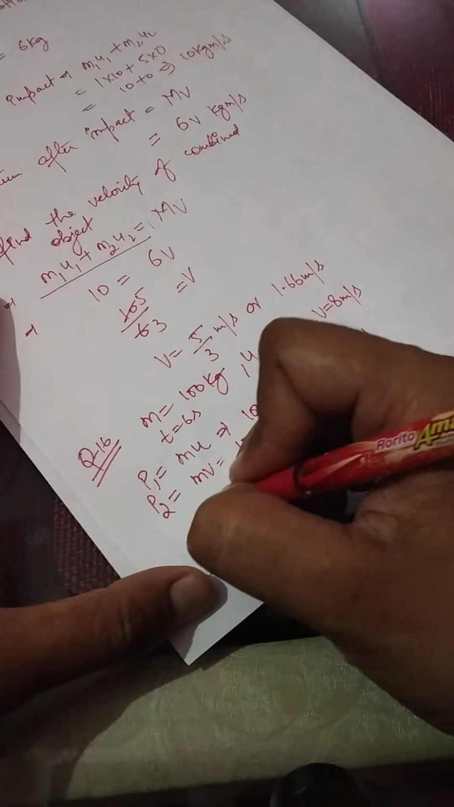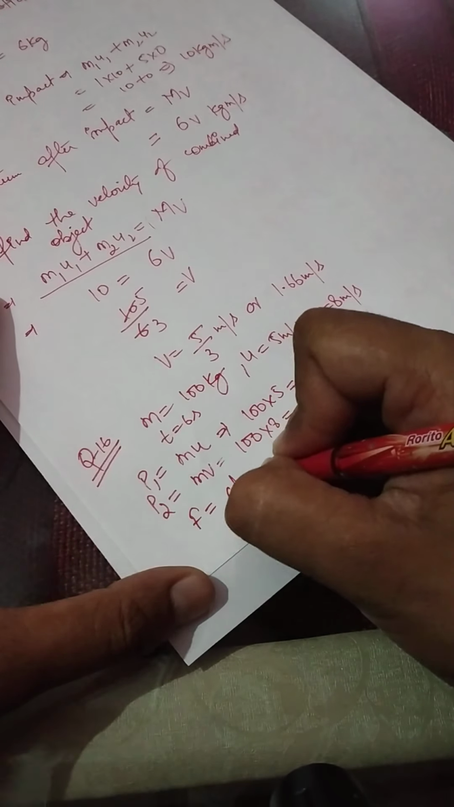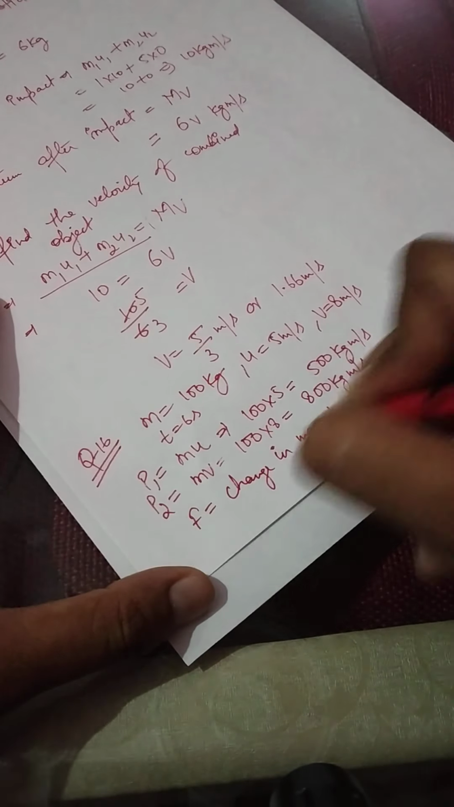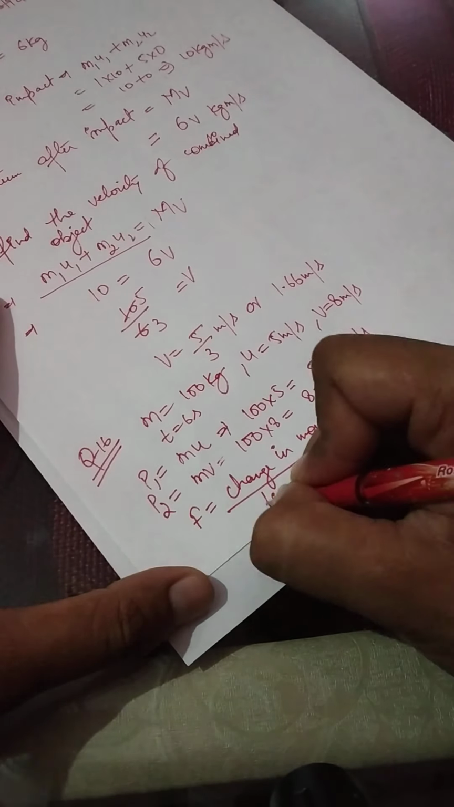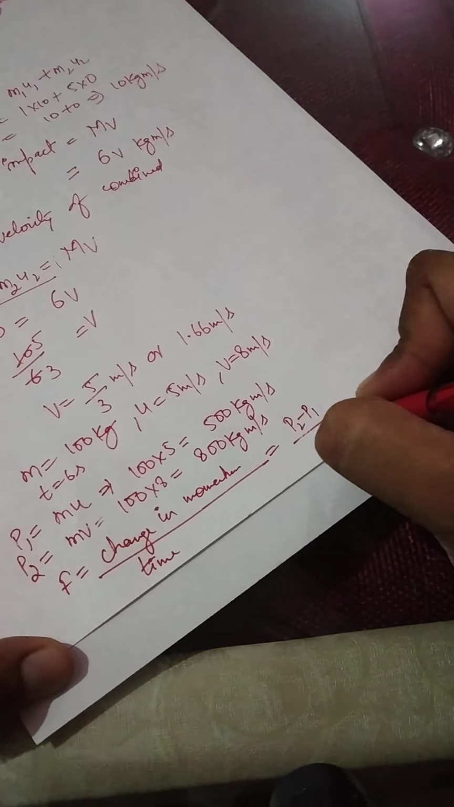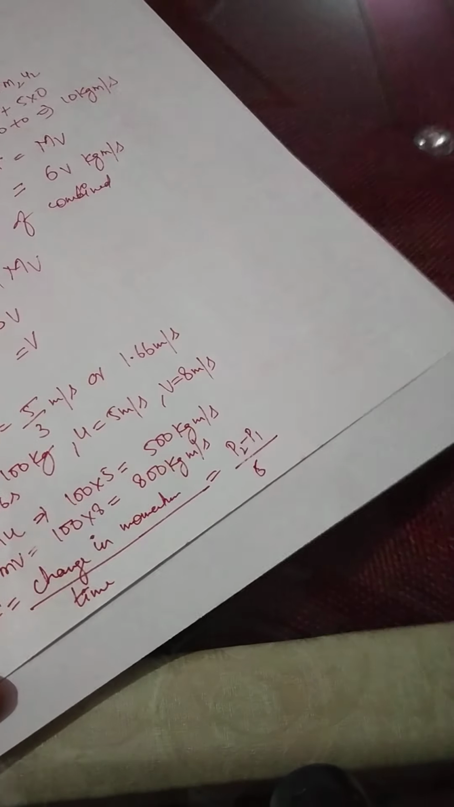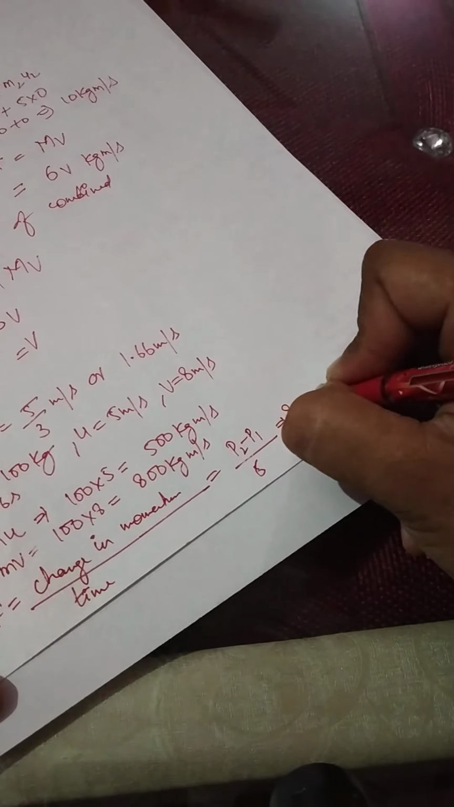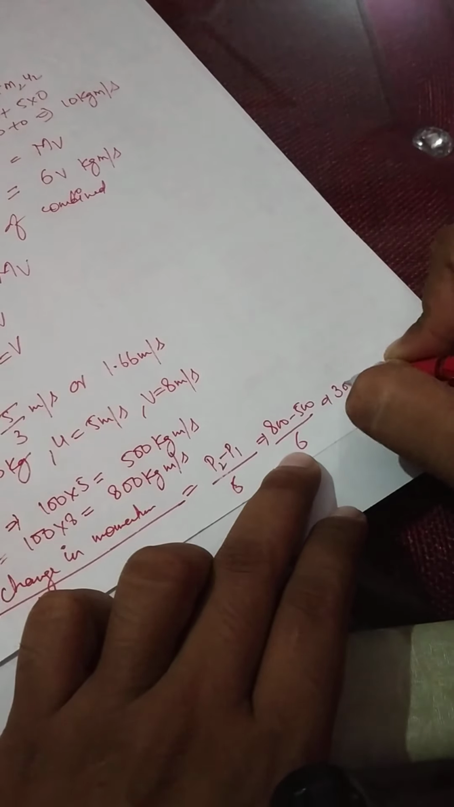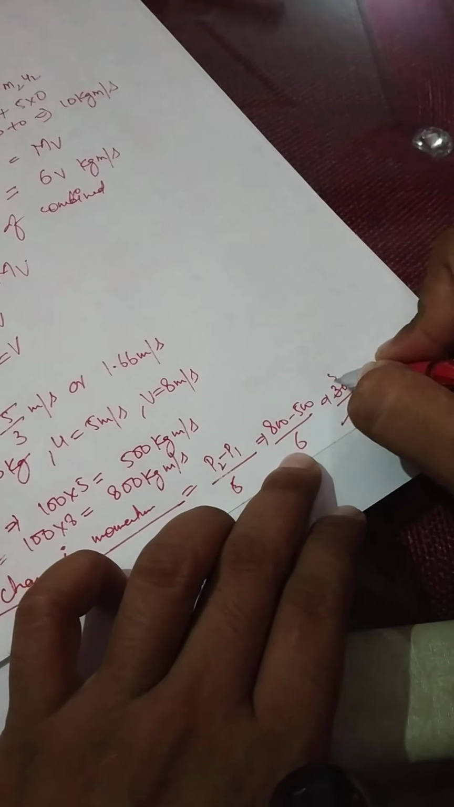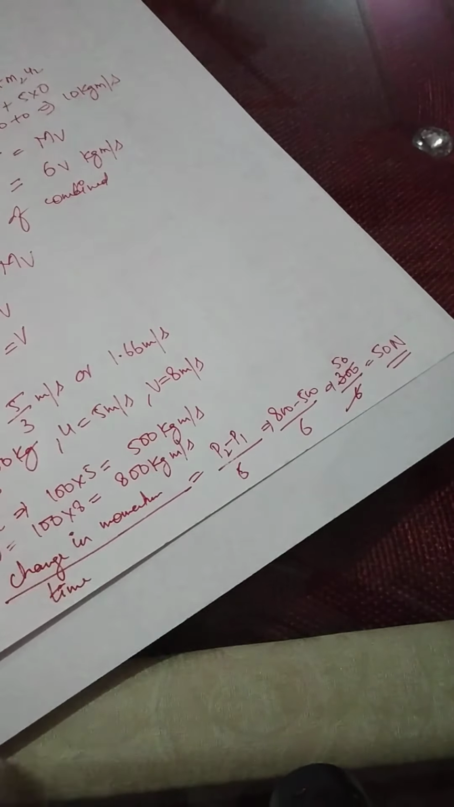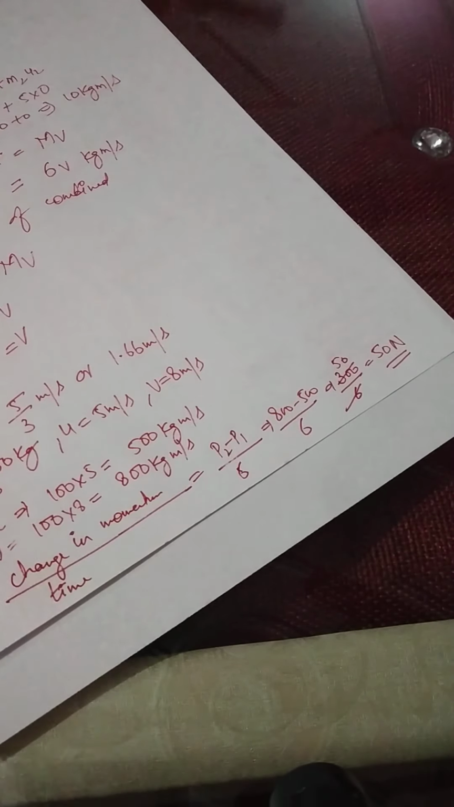Now we have to find the force. We know the force is given by change in momentum per unit time. The change in momentum is p2 minus p1 upon time, which is 6 seconds, or we have 800 minus 500 upon 6, that is 300 upon 6, or 50 newtons. This is the value of the force exerted.